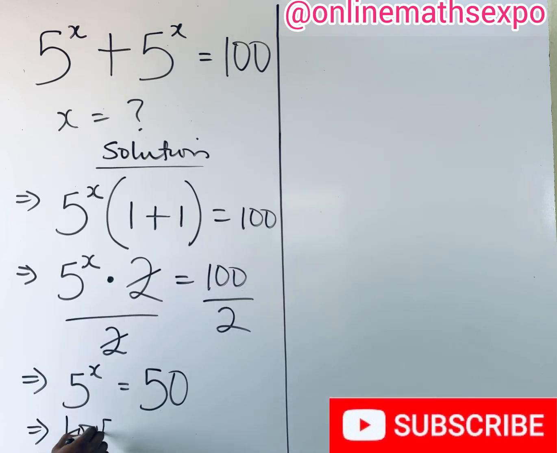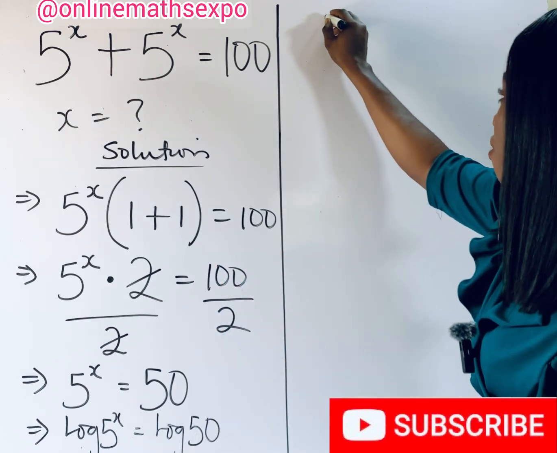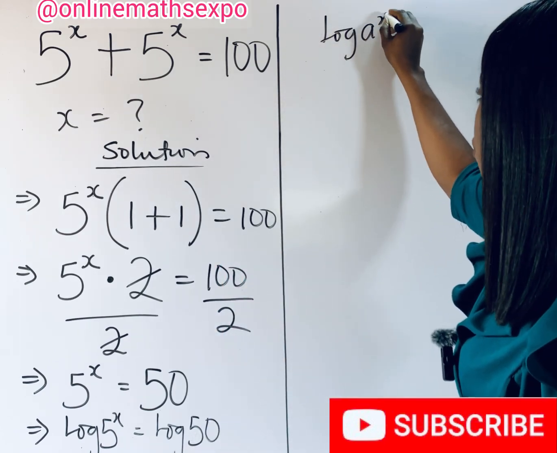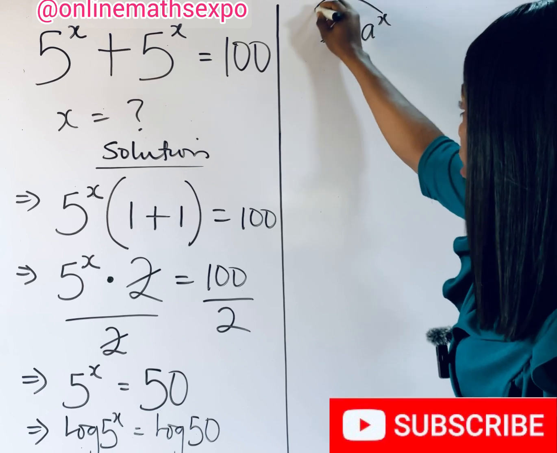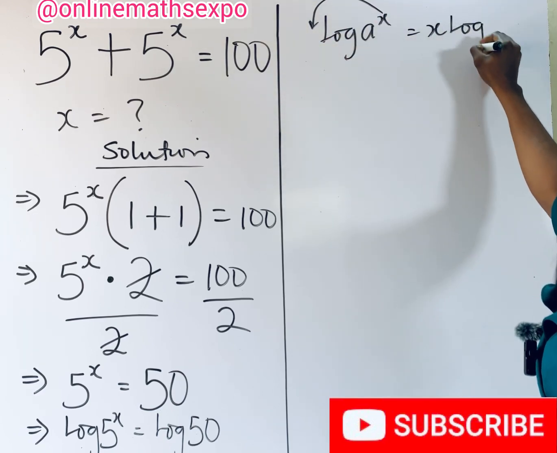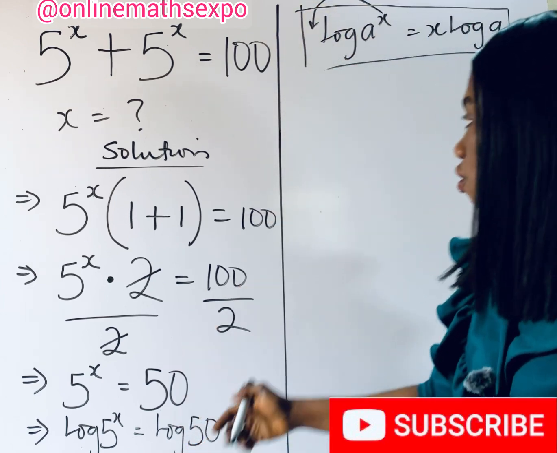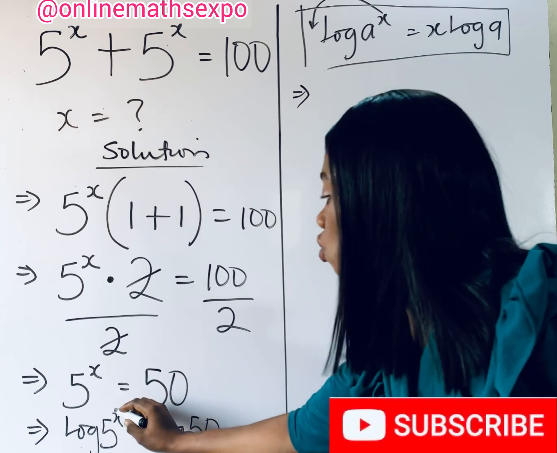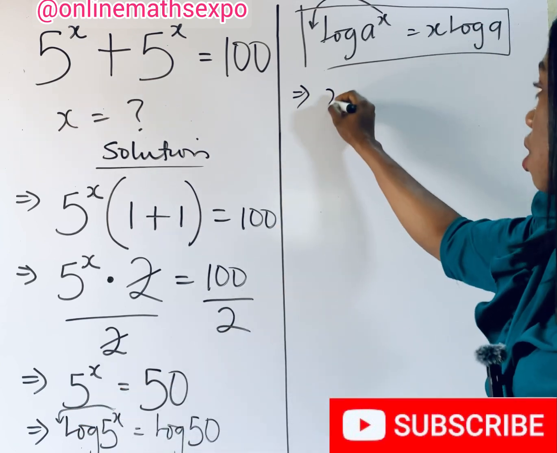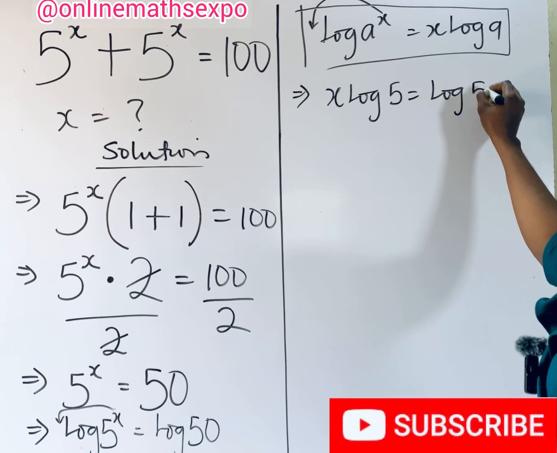Now at this point, to get x, you take the logarithm of both sides. So you have log of 5 to the power of x is equal to log of 50. Now what do you do? Let me remind you of this rule, which says that for every log of a to the power of x, this x automatically multiplies the log, so it gives you x log a. Did you see that? So we apply this here, and this x will multiply. So it gives us x log 5 is equal to log of 50.